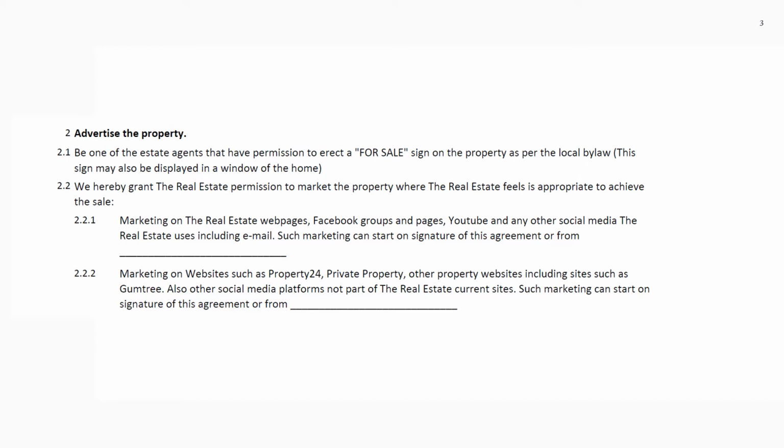Marketing on other websites such as Property24, Private Property, and other websites including Gumtree. These platforms will then be marketed from the date of signature of this agreement or again the date that's specified in this contract.